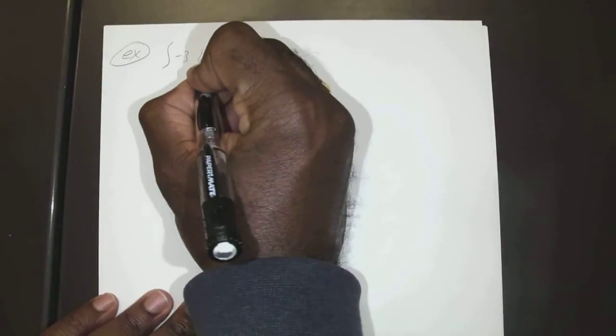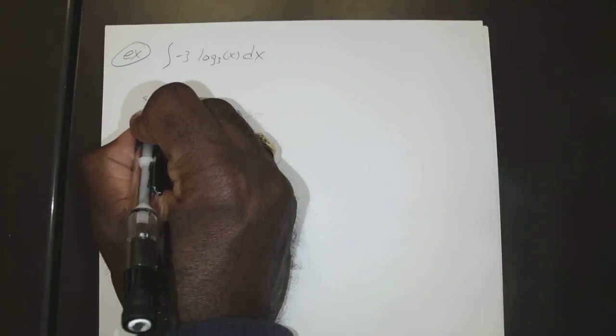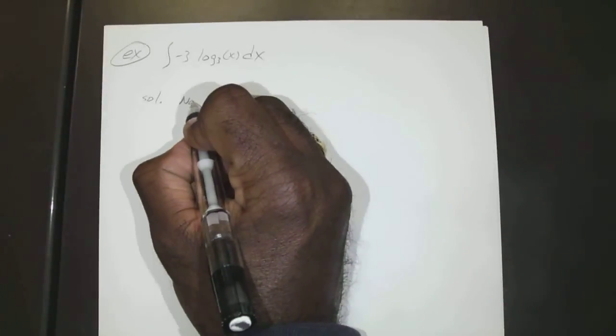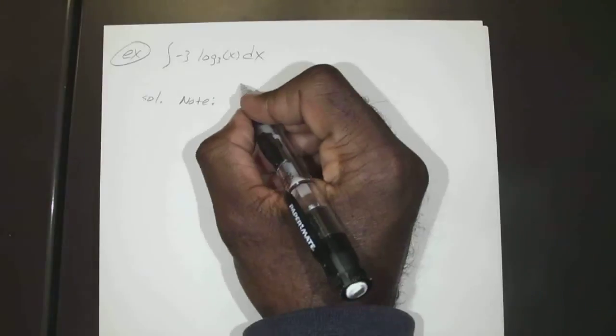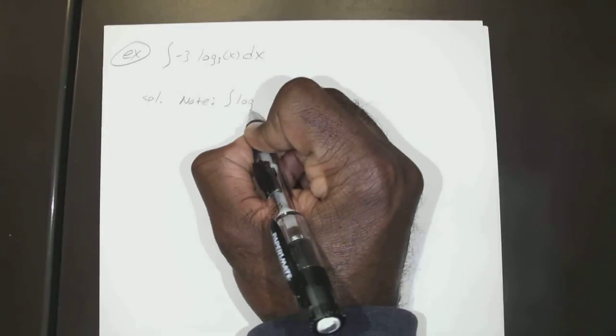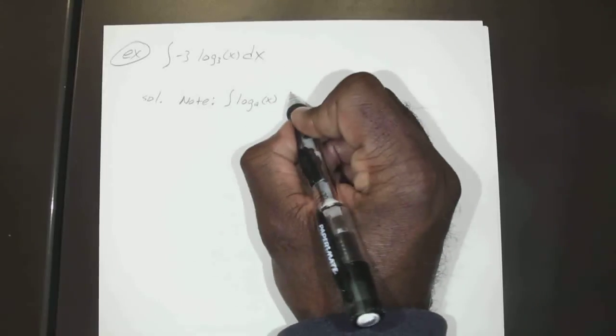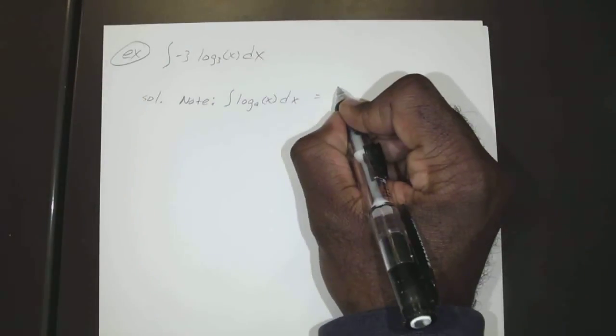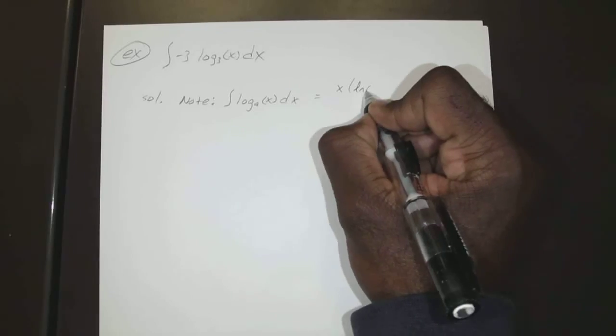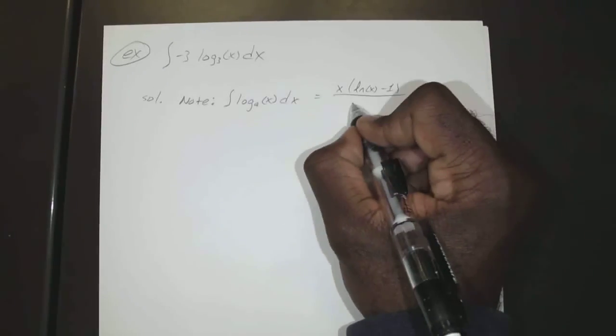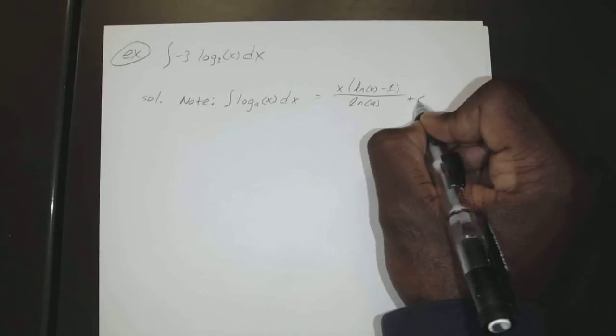Okay, so we have the integral of -3 log base 3 of x with respect to x. And this one's the same formula, just a different variable. So you solve this the same exact way. Yep, the exact same way. So you have log base a of x with respect to x is equal to x times natural log of x minus 1 over natural log of a plus c.